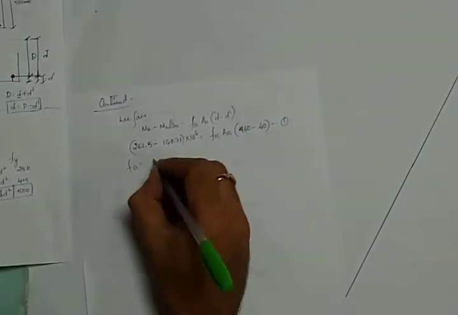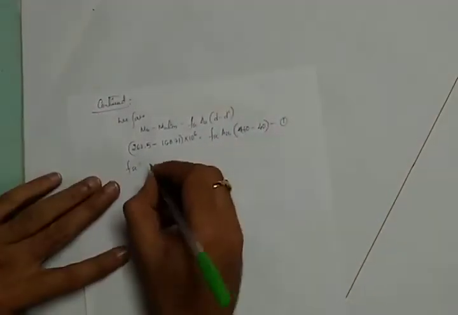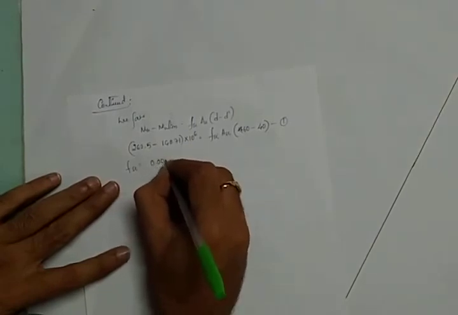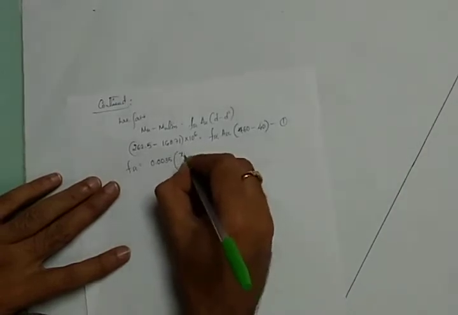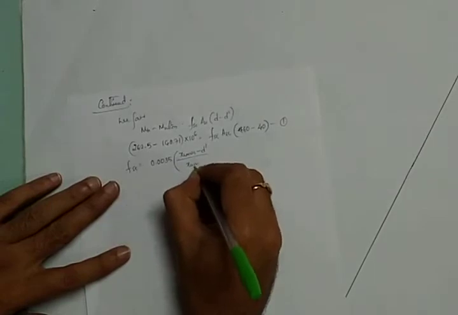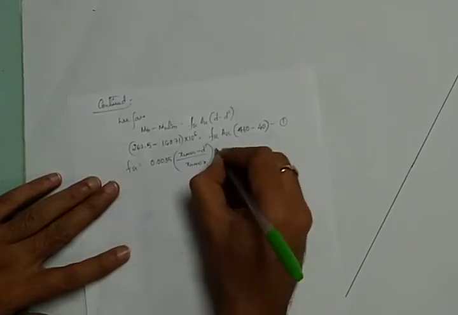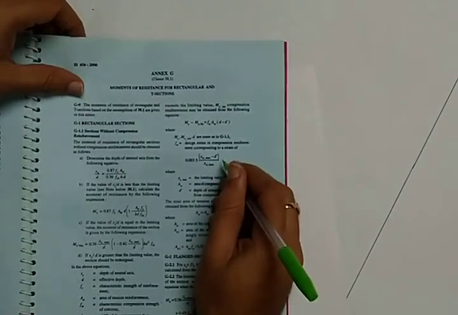fsc can be calculated by using this formula: 0.0035 (xu maximum minus d dash) divided by xu maximum. So I will just write the formula as it is: 0.0035 in the bracket xu maximum minus d dash divided by xu maximum, close the bracket, into Young's modulus Es. In the code book it is not mentioned, it is a typing mistake.